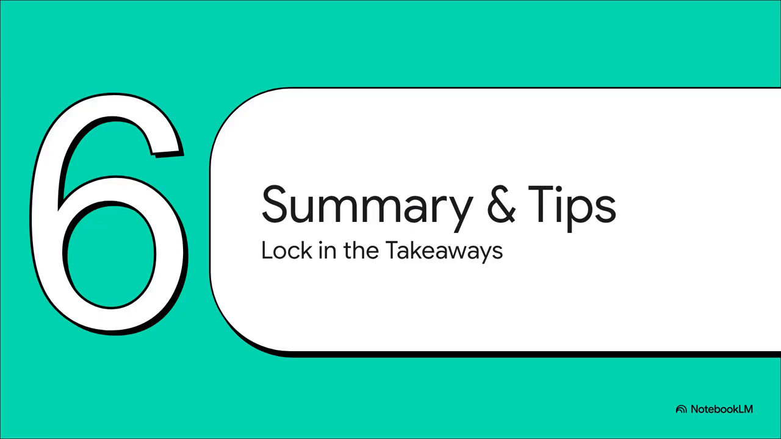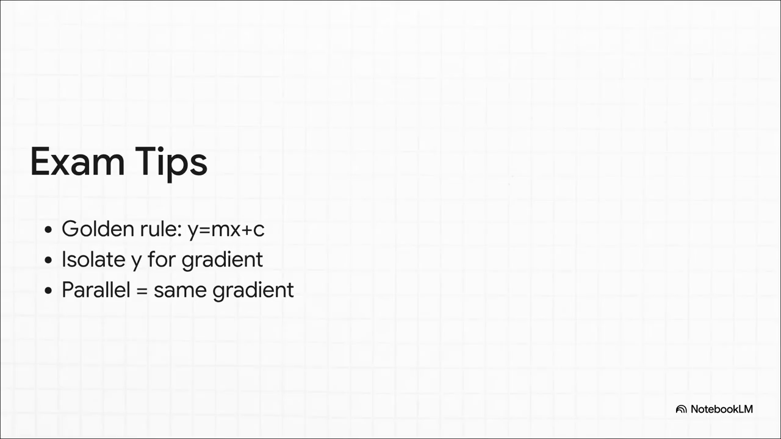Finally, section 6, summary and exam tips. Before you face down any exam questions, keep this checklist burned in your memory. Always anchor back to your golden rule, y equals mx plus c. If you need to find the slope between 2 points, remember the gradient formula, m equals y2 minus y1 divided by x2 minus x1. Absolutely always isolate y first before you try to guess the gradient. Constantly watch your negative signs because, honestly, they are the easiest place to make a silly mistake. Keep your algebra completely fair on both sides of the equal sign. And never forget that parallel lines are just lines that share the exact same steepness, the exact same m.